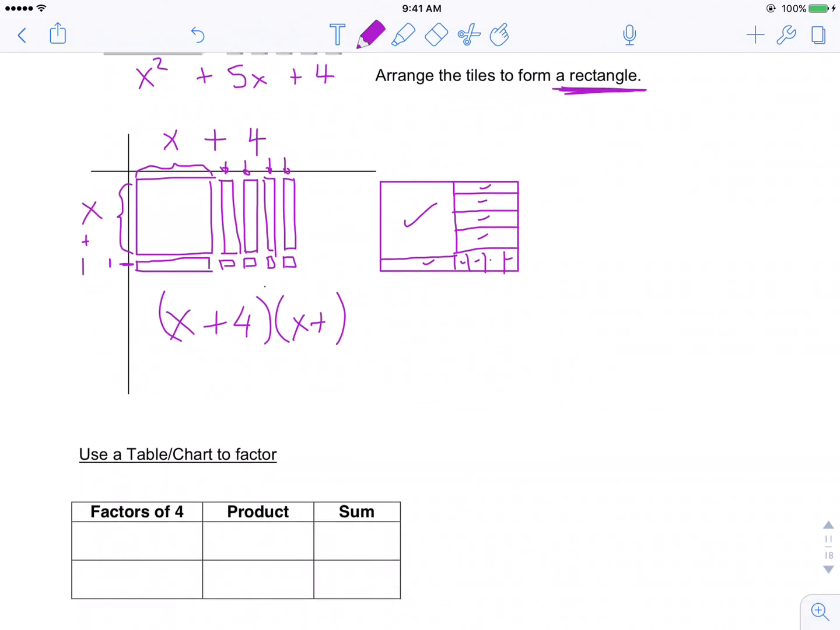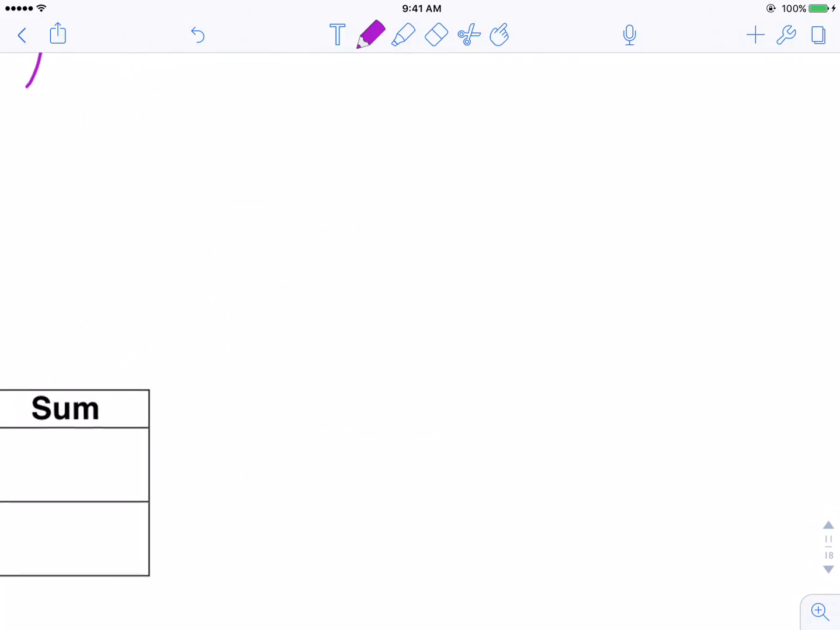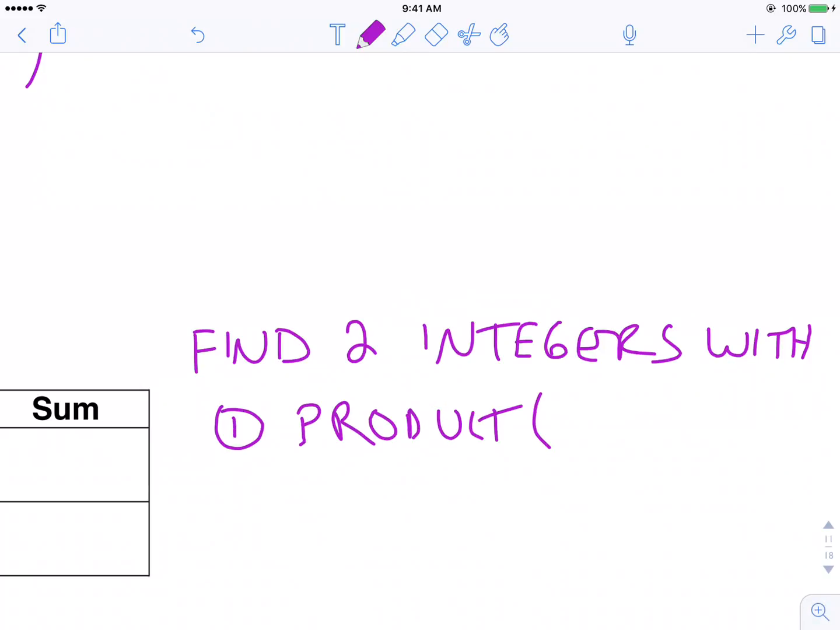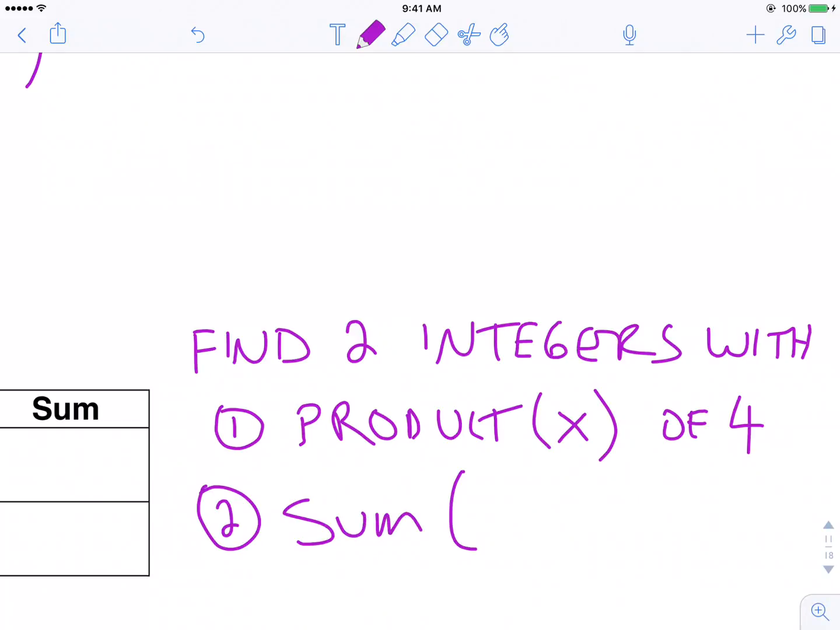Another way to look at factoring is to look at this table. It says use a table or chart to factor. So I think to myself, okay, I use this table. What I want to do is find two integers with a product, which means you multiply them together, product of 4 in this case, and those same two numbers have a sum, which is addition, of 5.